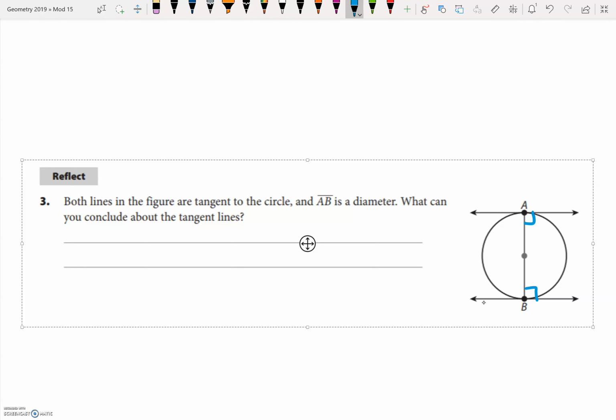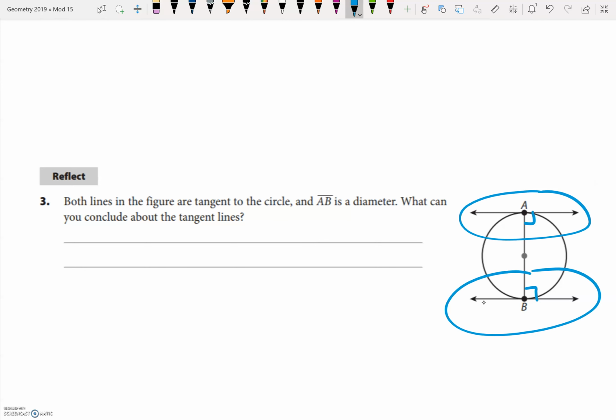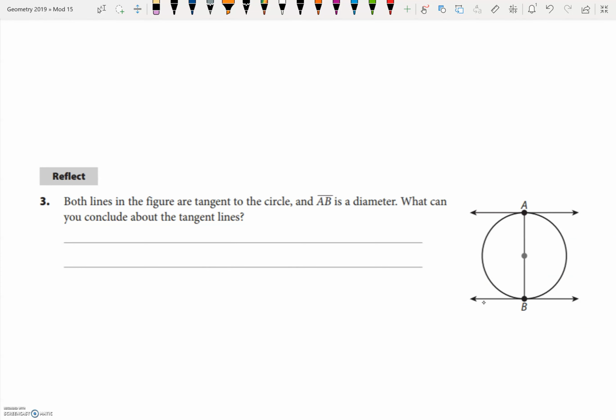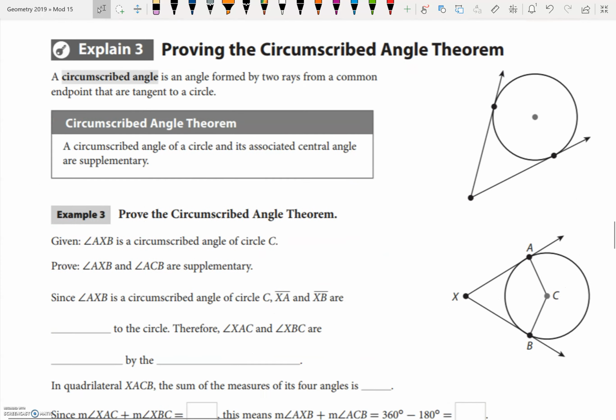But we could also say that these two tangent lines, opposite each other, are going to be supplementary. They are going to be parallel. That's what we're going for. They're going to be parallel. At any point during this video, please go ahead and pause and reflect before I discuss my solutions. I'm just trying to make this kind of quick so the video isn't too long.